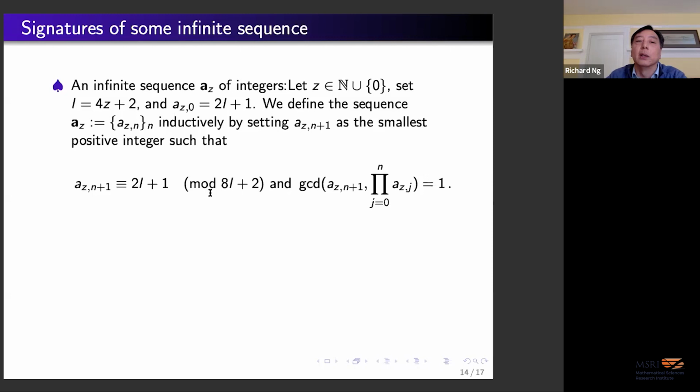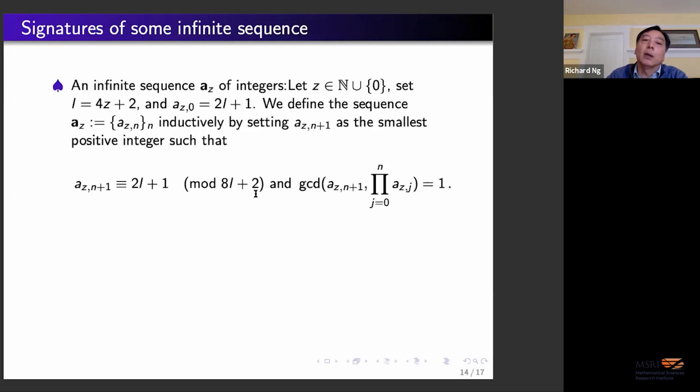Well, just because we're not able to compute the signature for arbitrary c_r, we can only compute certain ones. This is the technical choice of the sequence. And the other condition I require is that a_{z,n+1} is relatively prime to all the preceding terms of a_z.